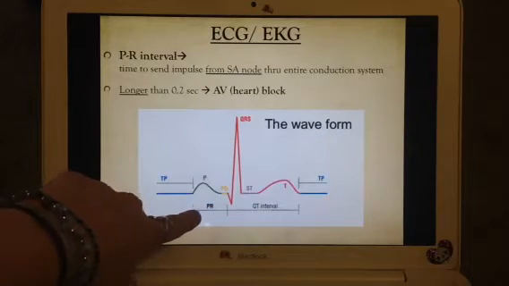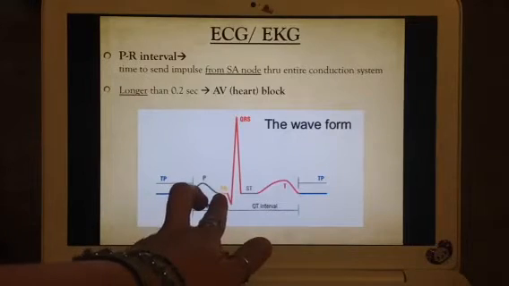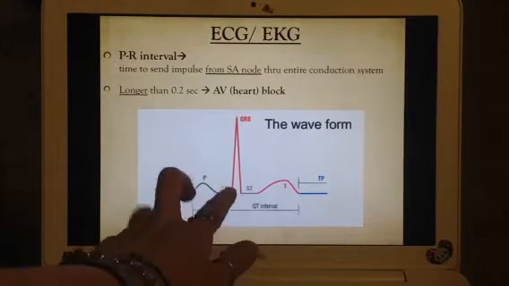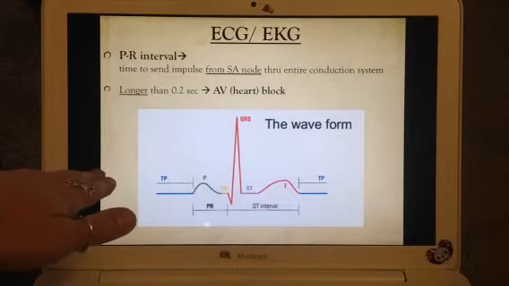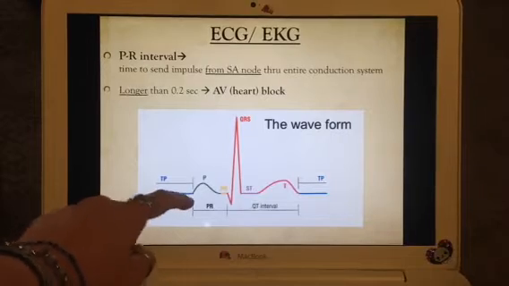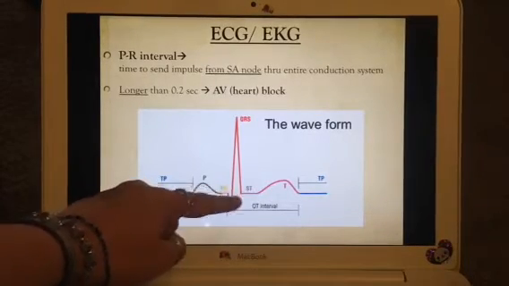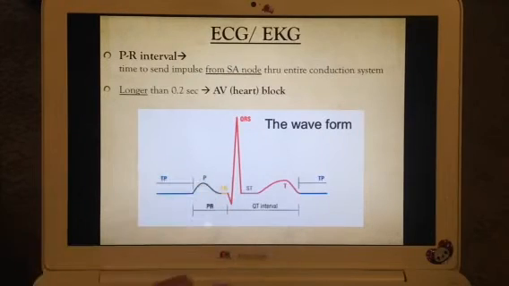Some people get confused and think, well, if you had a block, then it wouldn't be able to travel, so it would actually get shorter. No. If it's completely blocked, you're not going to have a heart rate at all, right? This person is probably dead. If it's partially blocked, that means it's having a harder time getting that signal through here, and that means that this is going to be a lot longer than it should be.